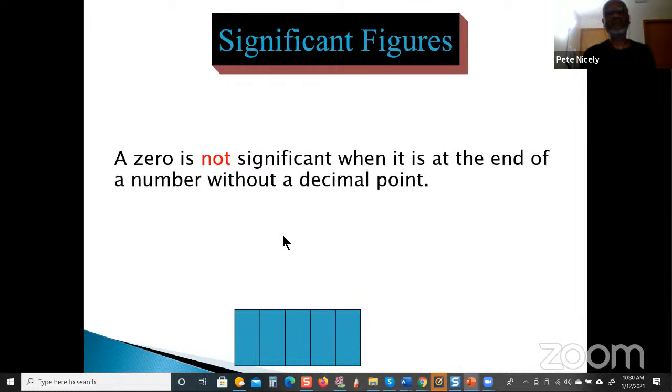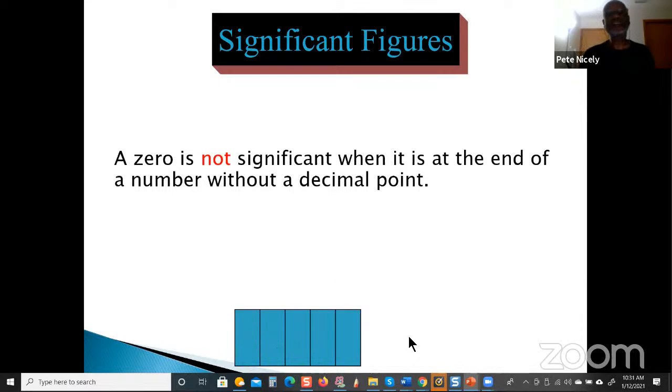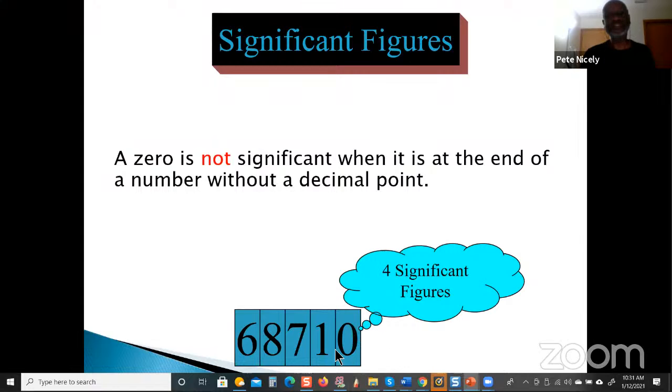Okay, here's another situation where a 0 is not significant, and that is when it is at the end of a number where there's no decimal point. All right, so if you look at this number here, there's no decimal point in this number. So what that means is that all these zeros are not significant, which means that this 5 here would be the only significant digit. Okay, here's another example. In this case, no decimal point. This 0 is at the end of the number. So therefore, that 0 is not significant. So therefore, we have 4 significant digits represented here.